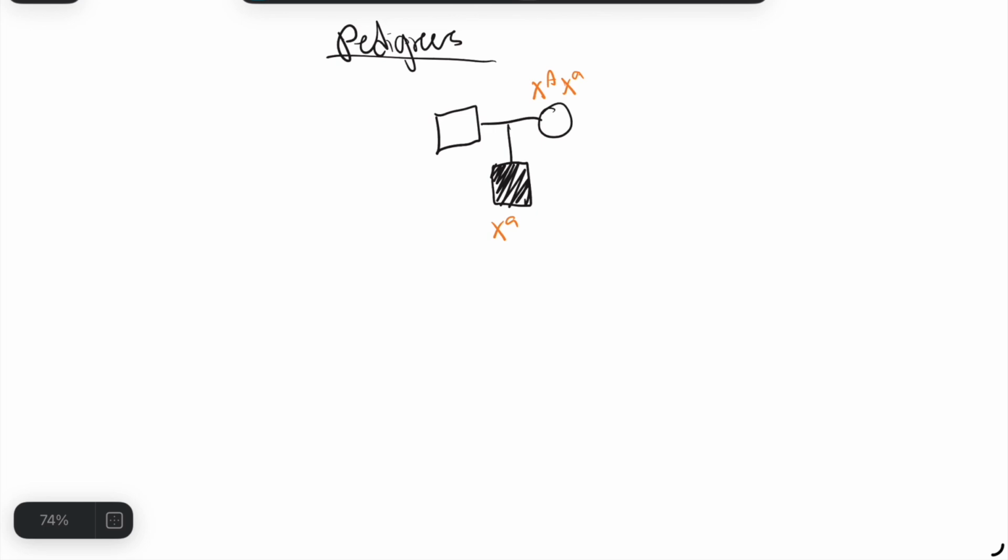The son is expressing this recessive allele because he has no second chromosome to mask it, unlike his mother. Now, if we said that females can be carriers, why can't males be carriers? Why can't the dad be a carrier in this case? For X-linked recessive traits, males cannot be a silent carrier. If their only X chromosome has the recessive disease allele, they have to show that trait.